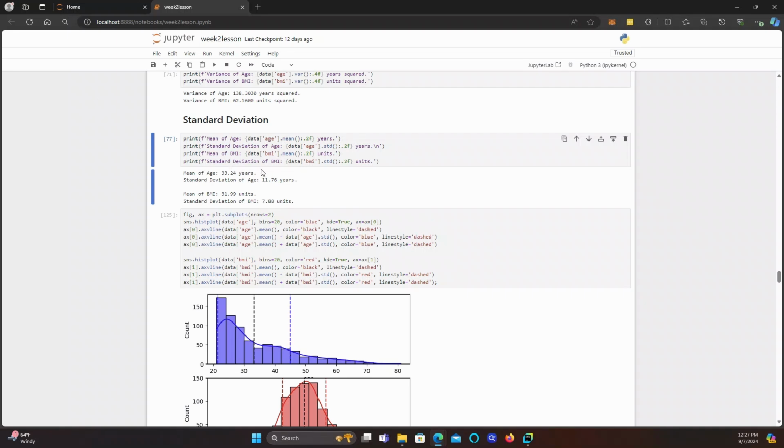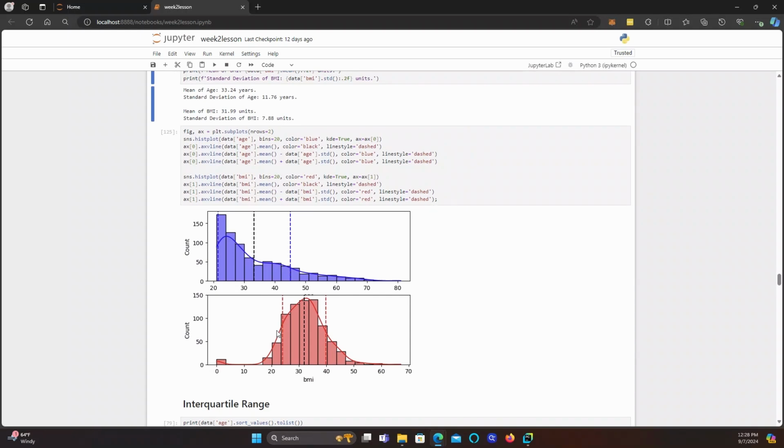Here we see that the average age is 33, and the standard deviation is about 12. So we could say something like the average person is 33 years old plus or minus 12 years. Or you can see that the mean of BMI is about 32 and the standard deviation is about 8. So you could say the average BMI is 32 plus or minus 8. And people know what that means. You can say that sentence and people will understand. Standard deviation is often the best measure of deviation to use with the mean because people understand it so well.